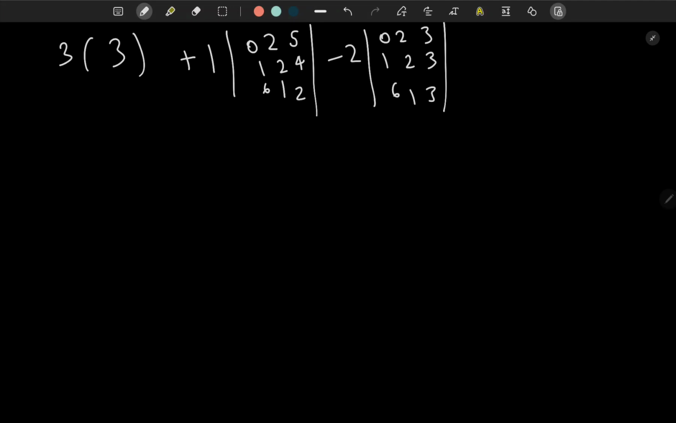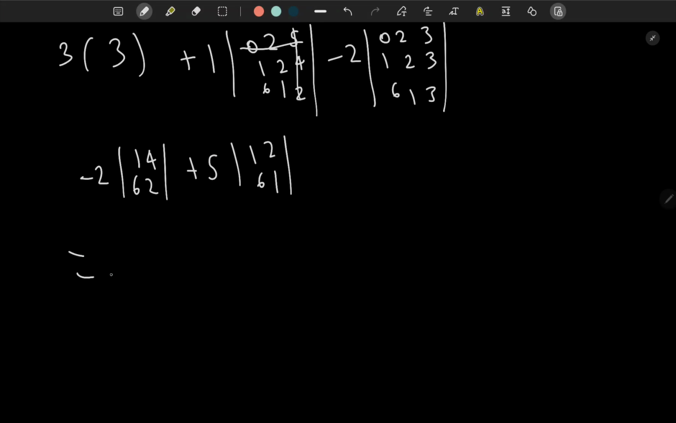And now let's move on to the next matrix here and simplify that. So we have 0 2 5. Let's just choose the first row here. So it's going to be 0 and then -2, the matrix open, and then cancel this out and the first row. So we are left with 1 4 6 2, and then +5. And now we cancel out the first row and the third column. So 1 2 6 1, and we will simplify this now.